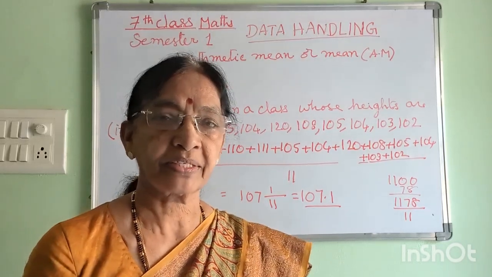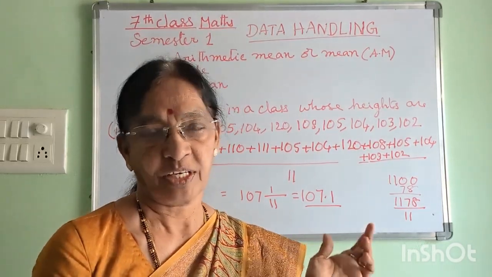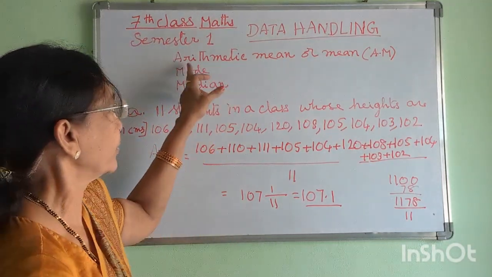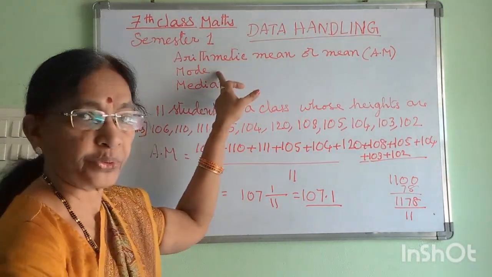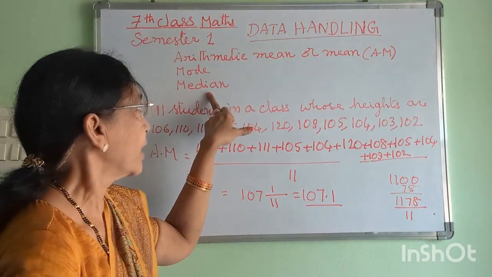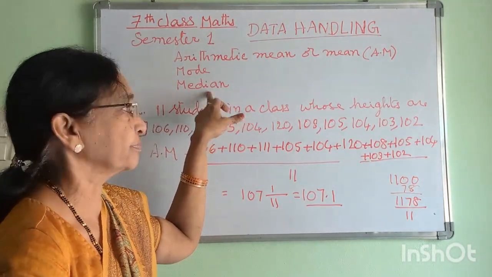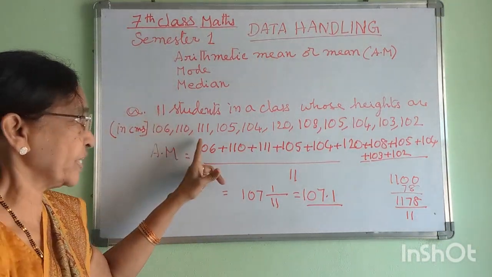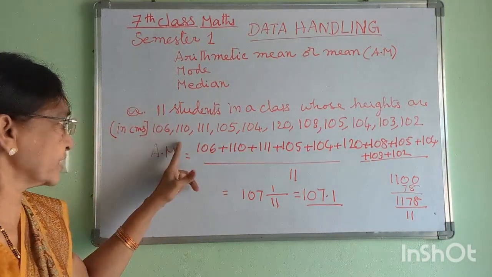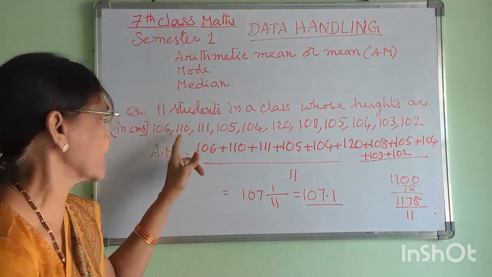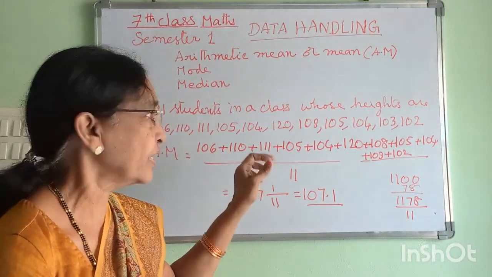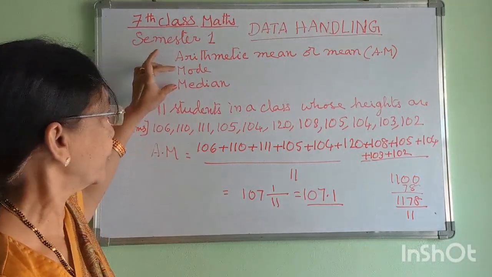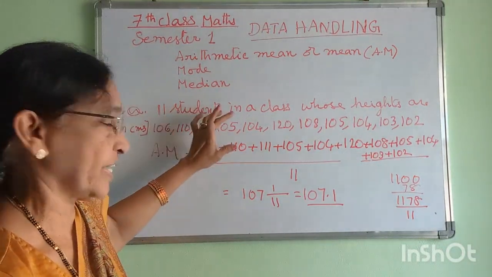7th class mathematics, semester 1, chapter 3, data handling. We have already seen about arithmetic mean and mode. Today we will see about median. Take an example. In a class there are 11 students whose heights are given in centimeters as 106, 110, 111, etc. So we will find arithmetic mean, mode, median for this data.